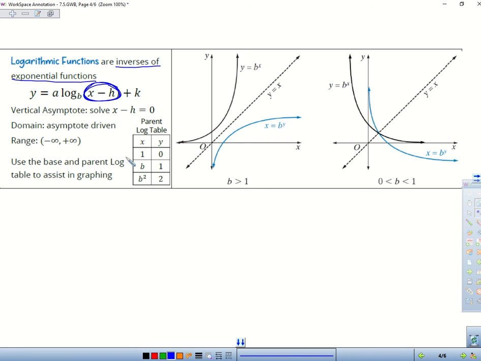Okay? Now, how do you set up the parent table? Well, I came up with a more simple way for you to do it here. Basically, your y is always going to be 0, 1, and 2 for the parent. And then the other side of your table is going to be 1, b, and b squared. Now, what is b? b is going to be the base of your particular log. So let's go ahead and try it.